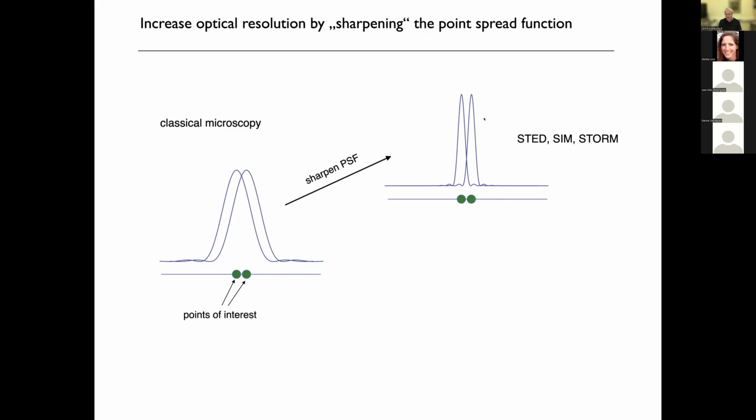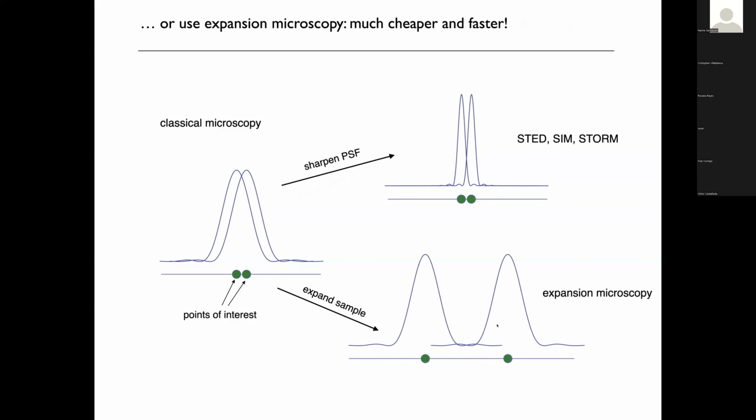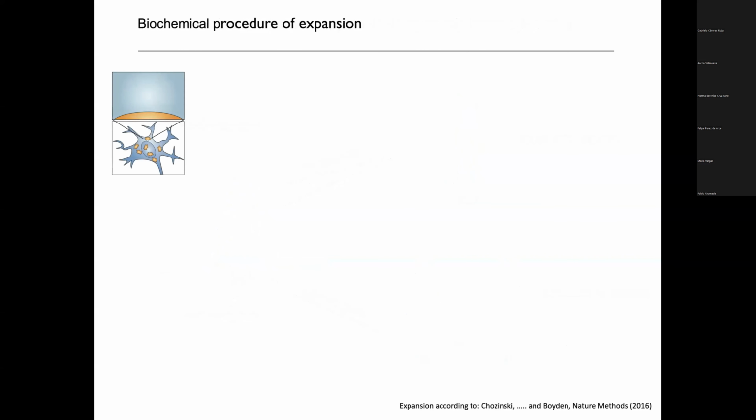The other option is very simple, namely to expand the sample. So in that case, by a physical expansion of the sample, the points of interest will obtain a distance from each other, which then allows us to discriminate them easily and directly. So this approach is realized by expansion microscopy, and we combine expansion microscopy with light sheet microscopy.